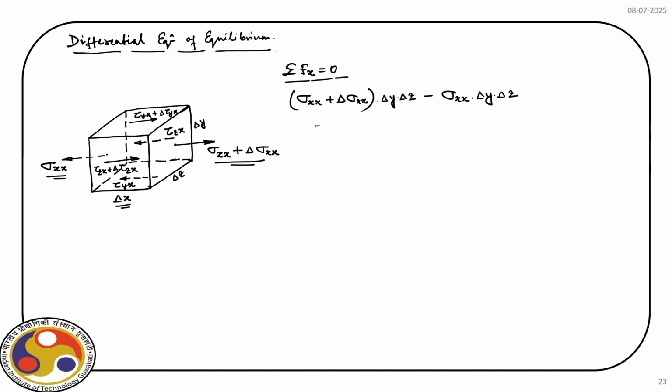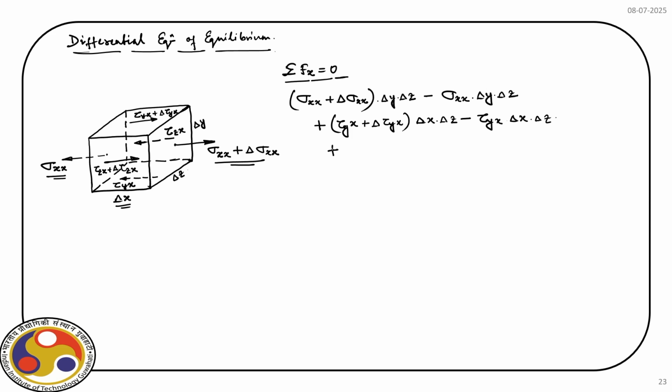Then we have tau yx plus delta tau yx acting over an area of delta x times delta z, minus the opposite face we have tau yx, area remains same. So, it is delta x times delta z.